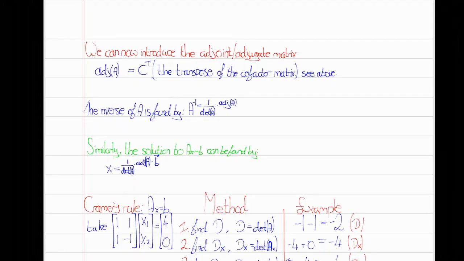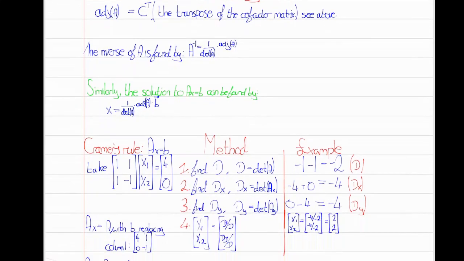So now we can introduce the adjoint, or the adjugate matrix. The adjugate matrix is simply the transpose of the cofactor matrix. We can find the inverse of a matrix A by taking the product of the adjugate matrix with the inverse of the determinant. Similarly, the solution to AX equals B can be found by multiplying the adjugate matrix times B and dividing by the determinant.